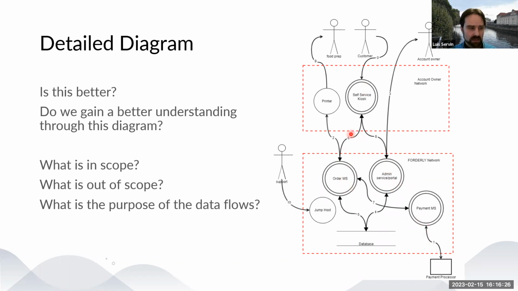And the thing that is missing here is, okay, what is in scope? What is out of scope? Why do we have these data flows? What information is being exchanged over these data flows? How is the information exchanged? How are they authenticating to one another? What level of privilege do they have to run on each interface, right?